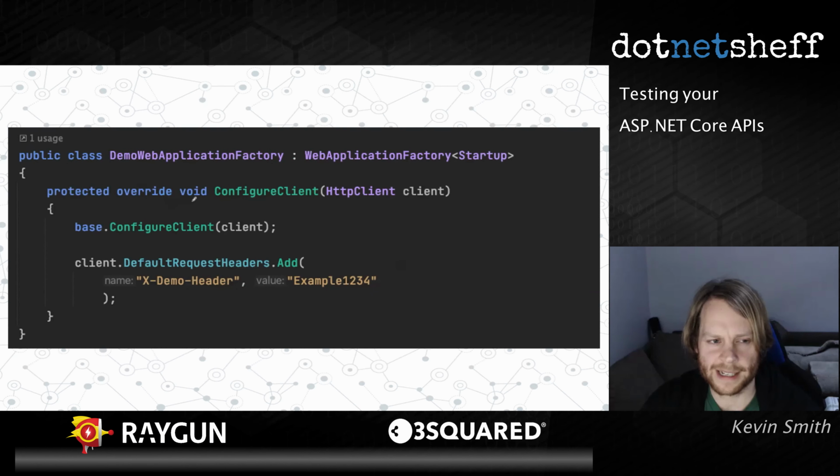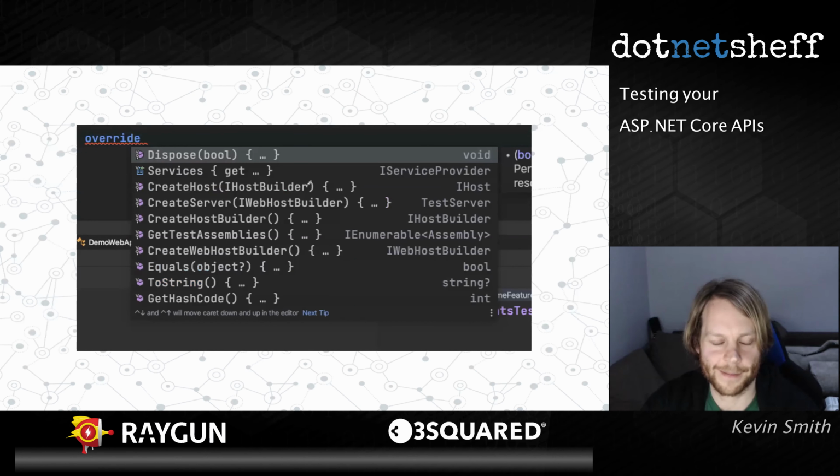There are other methods you can override. One of them is ConfigureClient, which is just reconfiguring the HTTP client. So maybe you've got a bunch of HTTP headers which always have to be there. We can append some default request headers like X-Demo-Header, and we can put a value for that header. There's a bunch of other methods you can override, but they're usually the ones you use. So when you're creating a server, you can reconfigure the server. You can also attach to the actual services and make them return different things. So it's all pretty configurable.